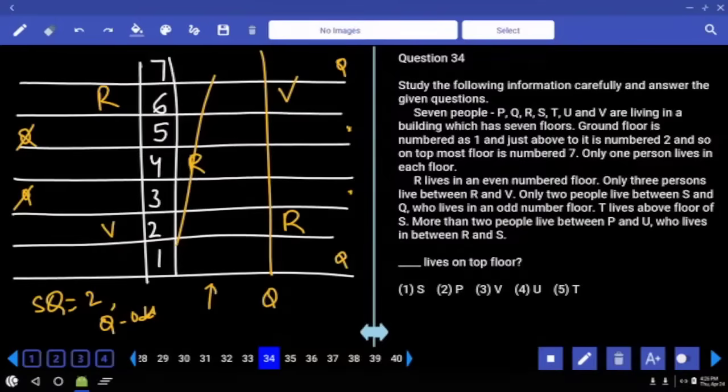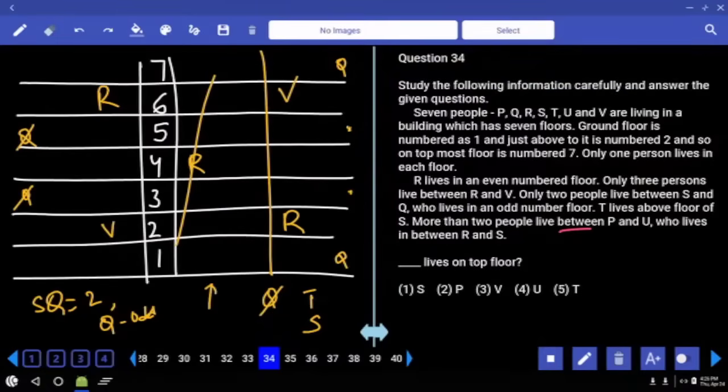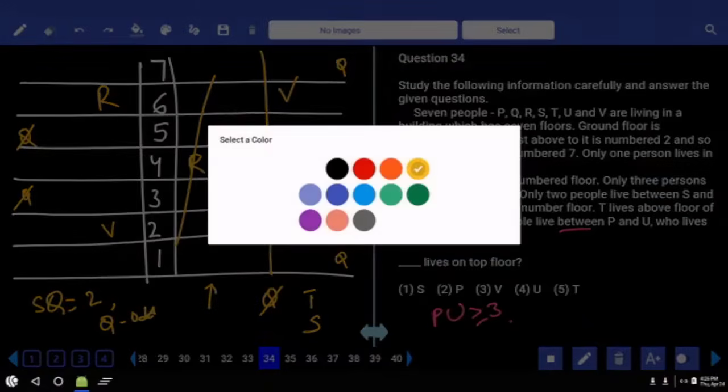And T lives above the floor of S. Now T is above S. And more than 2 people between P and U, that is greater than or equal to 3. U lives in between R and S. This is the information. Now according to this, let us start with a possibility.